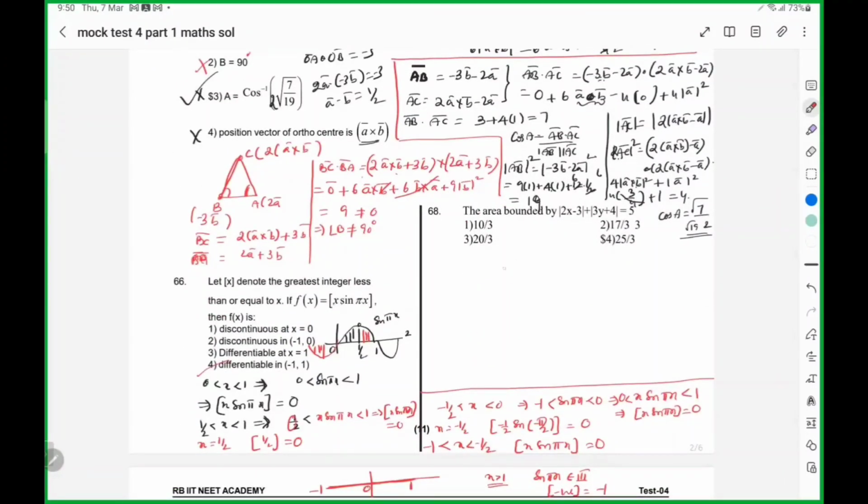Here it is the area bounded by mod of x minus 3 by 2 plus mod of y plus 4 by 3 by half. Here it is by how much? 4 by 3. Sorry, here it is 5 by 3.